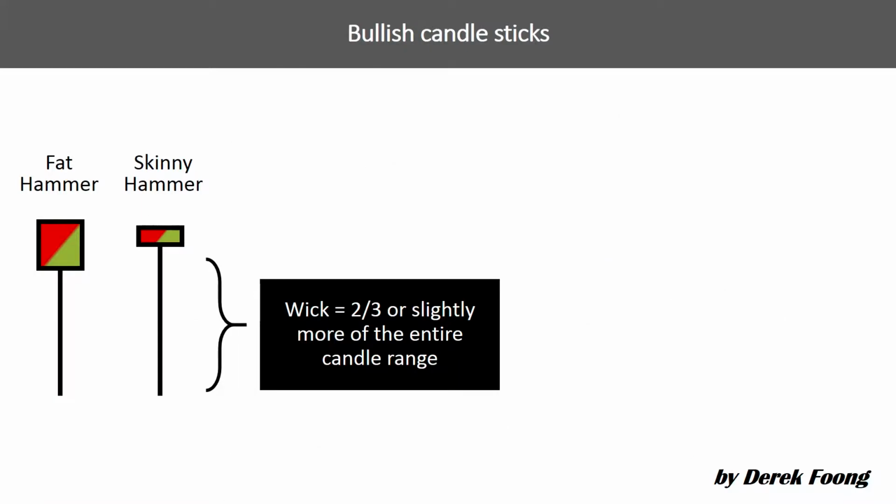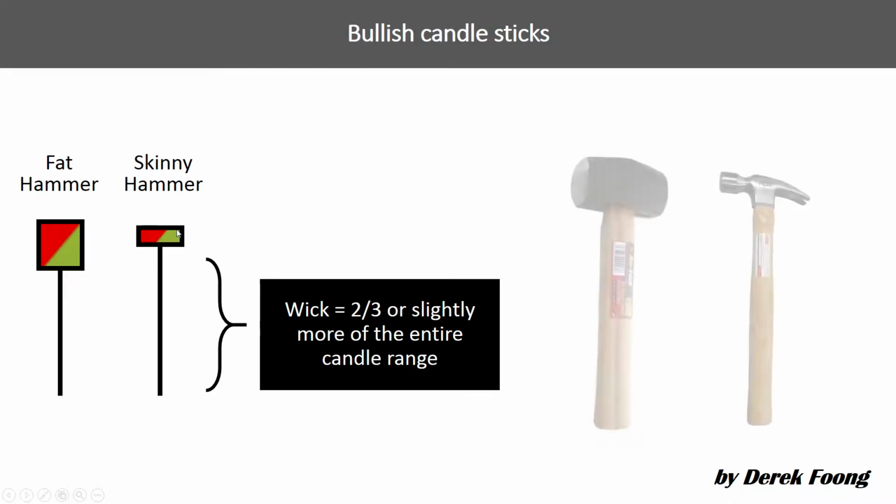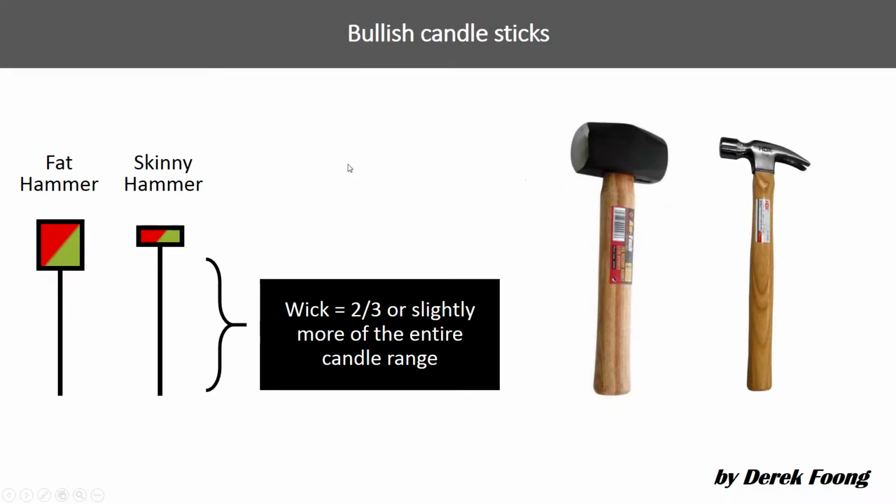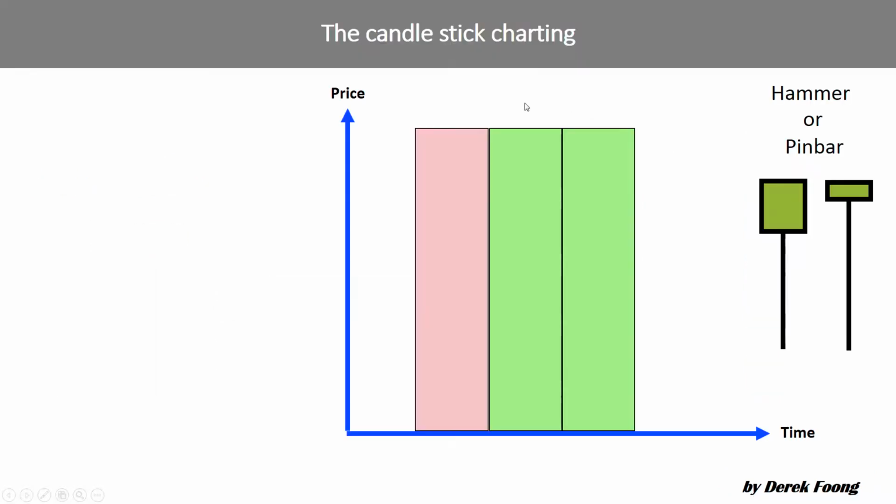All right, for the characteristics of the hammer, what is more significant is that we look at the candle wick. It has to be 2/3 of the entire candle range. So the body has to be very small, 1/3 of the entire candle range, and the color does not matter. So of course, it really resembles a fat or skinny hammerhead right here. Right, that's why they call it a hammer.